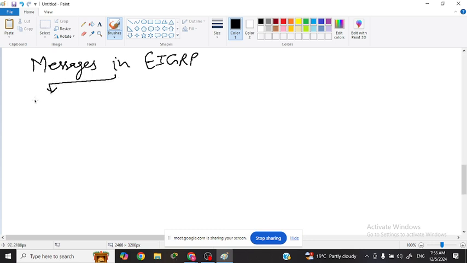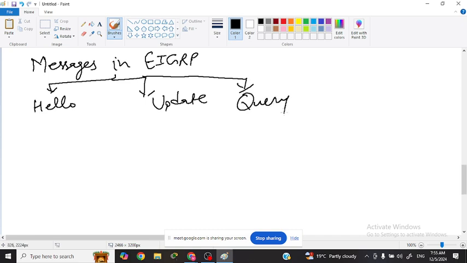One is hello message, second one is update, third one is query, fourth one is reply, and fifth one is acknowledgement.